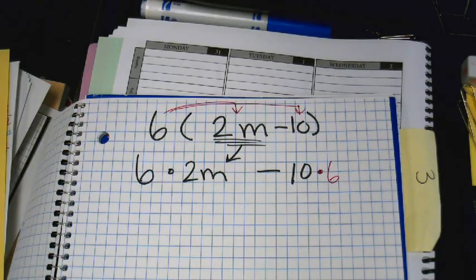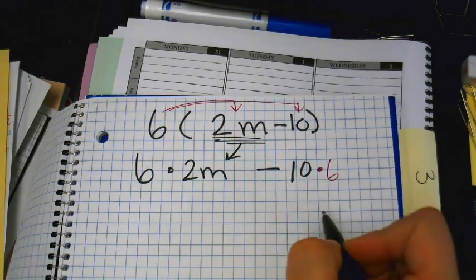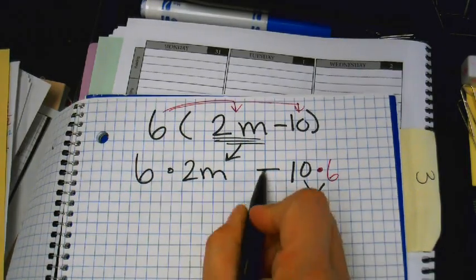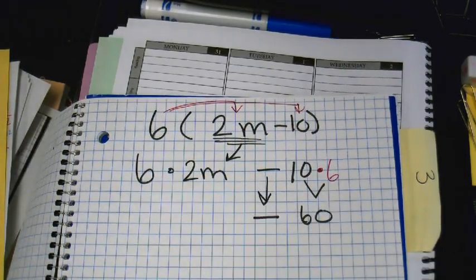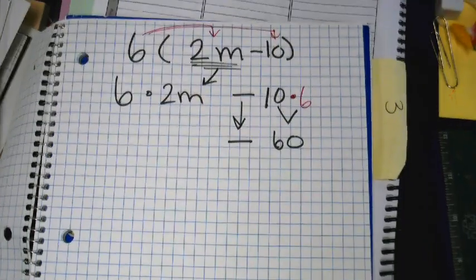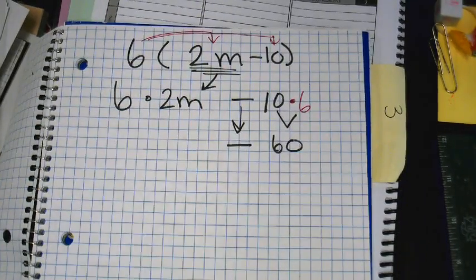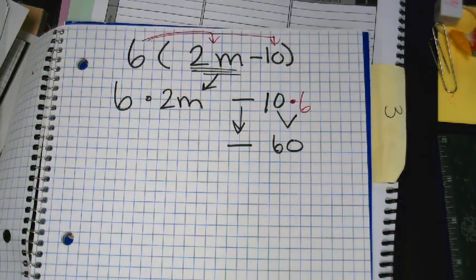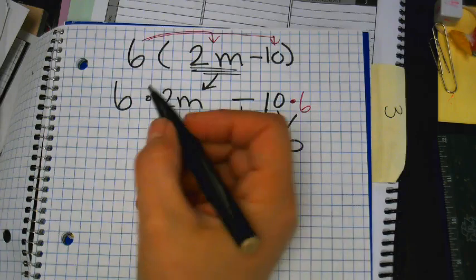All right, let's do the easy part first. What's 10 times 6? 60. Okay, we all know that, right? No big deal. Bring down this minus, another, no big deal. All right, now this is a little complicated, a little algebra. No big deal, though. It's really easy. What's 6 times 2m? 12 then. Yeah, 12m. Let's go home.